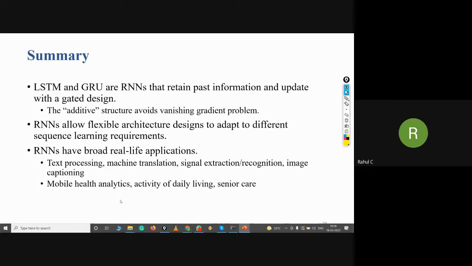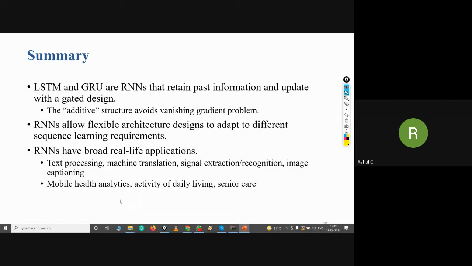So this is a summary of what we have already discussed. LSTM and GRU in RNN can retain past information and update the gates. RNNs are a more flexible architecture. It is used in real time text processing, machine translation. Normally RNN means anything, LSTM or GRU. Text processing, machine translation, signal extraction, recognition, image captioning, mobile health or activity. Anywhere you can see this type of architecture. So these are the main architectures that are used in NLP.